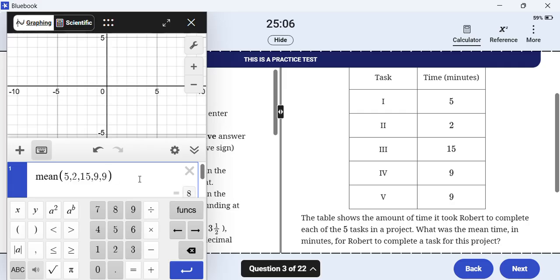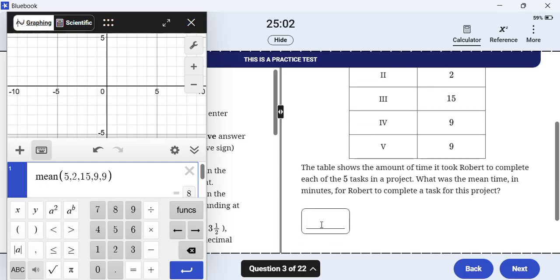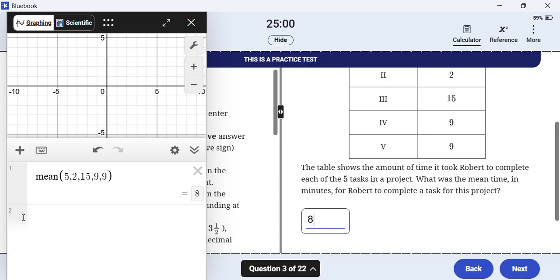Oh, yes. Okay, and it comes out 8. That's it. Wow! I didn't know the mean finder can actually find the mean.